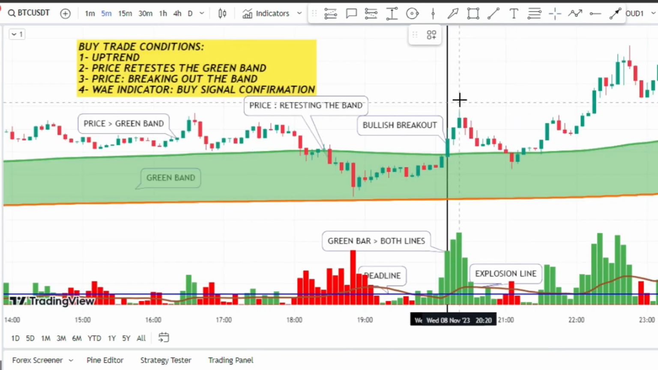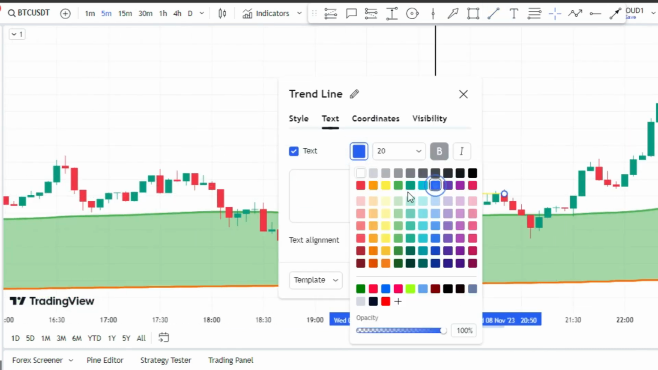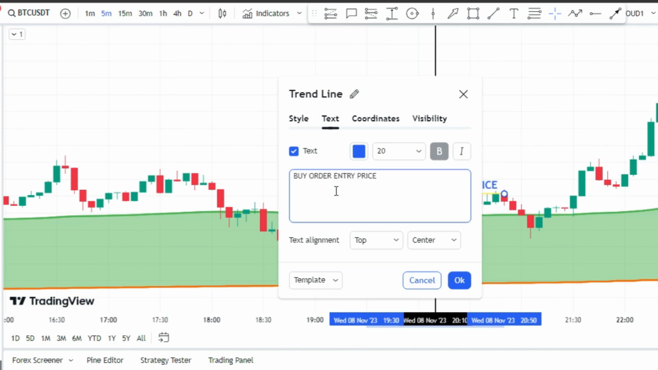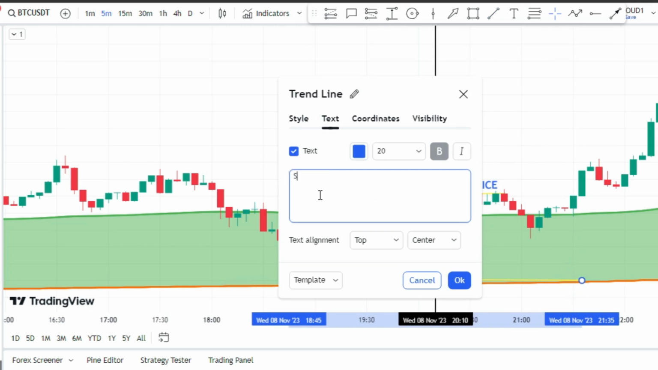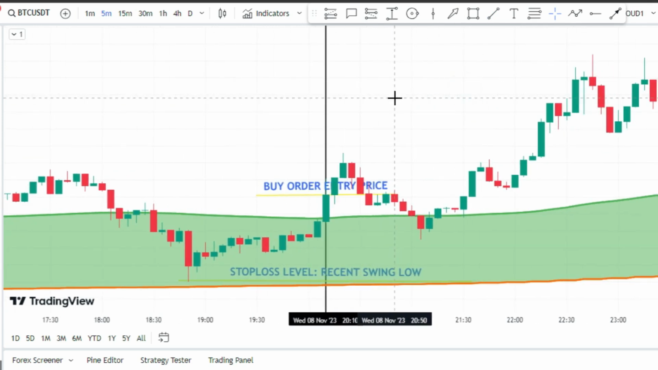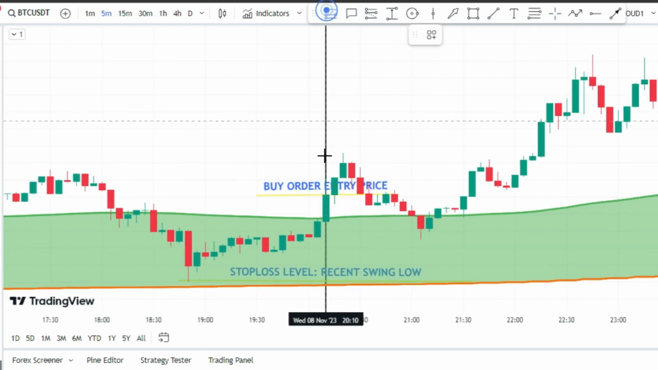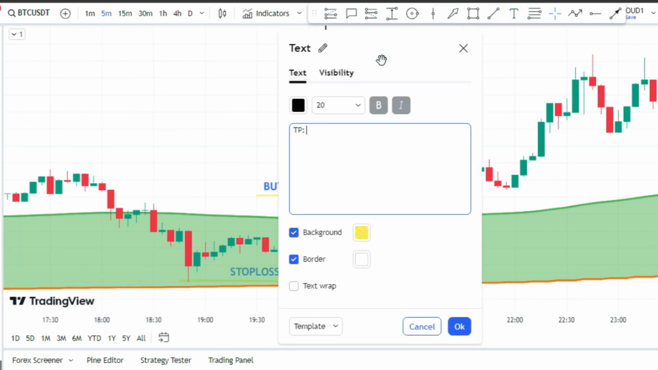Now, with all these conditions met, you can open a buy position. After that, you should set the stop loss of the trade under the recent swing low. Then set the trade target to 1.5 times the risk.